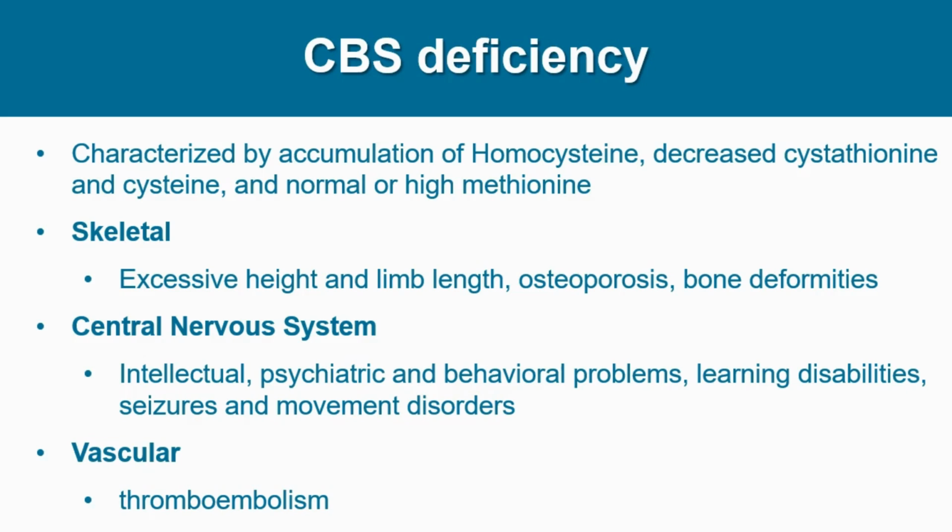Neurological implications such as seizure and movement disorders can be common, as well as strokes. And then vascularly, they can have thromboembolism, and it's more commonly venous than arterial because it can affect any part of the body. So again, CBS deficiency is characterized biochemically by accumulation of homocysteine, decreased synthesis of cystathionine and cysteine, and usually by increased methionine. However, the classic pattern is not always observed in everybody.